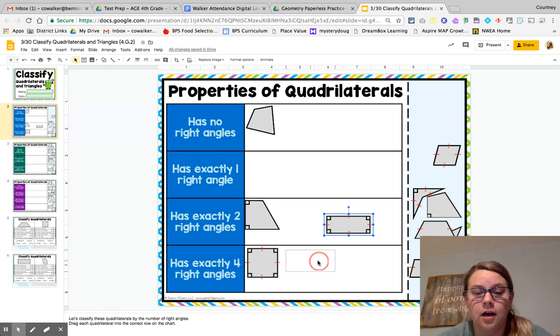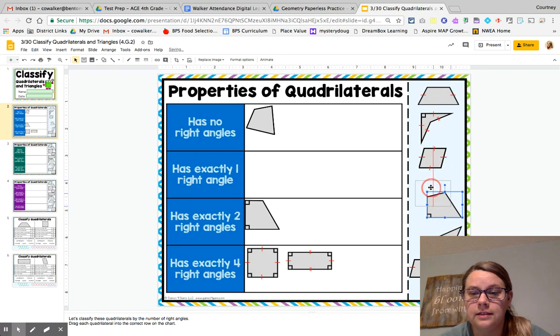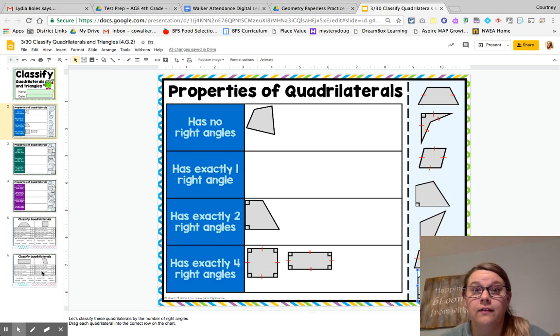I'm going to stop right there, and I'm going to move these around a little bit, and then I'm going to share this with you guys. I want you to finish doing this slide on your own to get familiar with it. And then I also want you to complete slides 5 and 6 today.